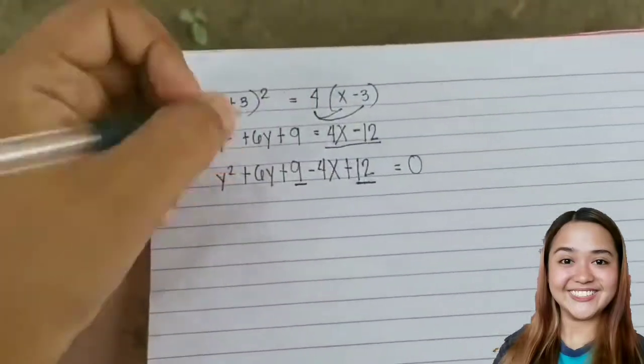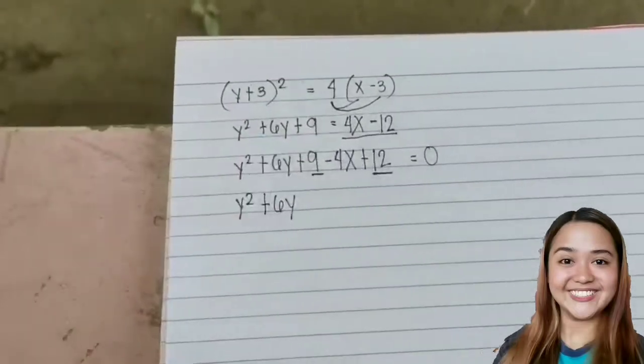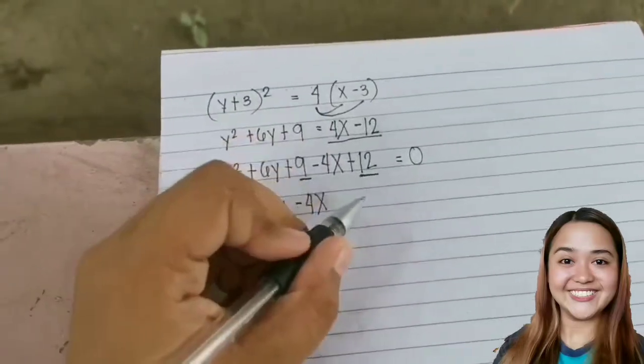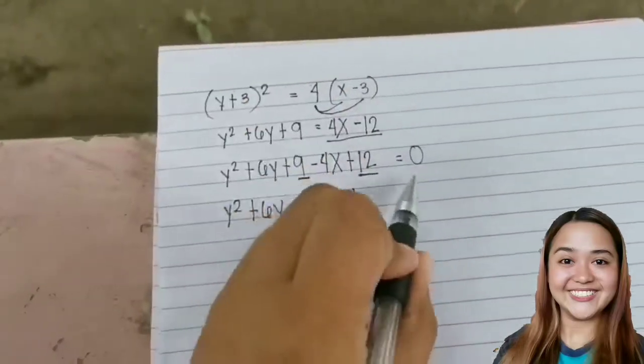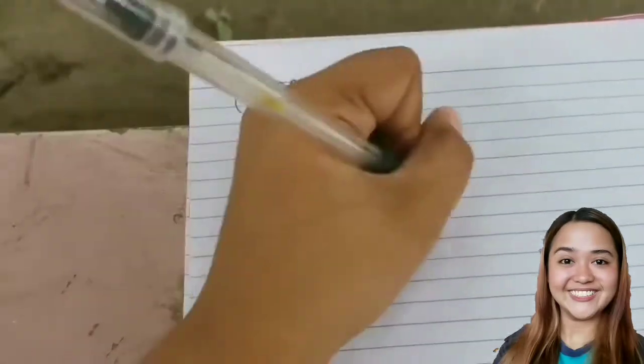Then let's combine like terms. So that is 9 and positive 12. So y squared plus 6y, then we write negative 4x, then 9 plus 12, that is 21, equals 0. So this will be our general form of the equation of a parabola.